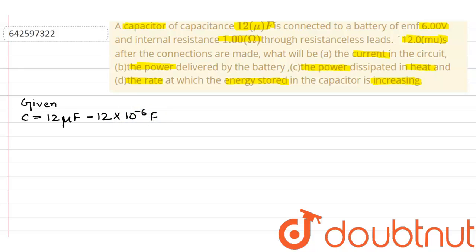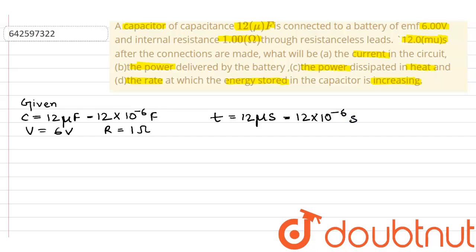Then we have the voltage of the battery, the EMF, which can be denoted by V, which is 6 volts. The internal resistance is given to be 1 ohm. So the value of R is going to be 1 ohm. And finally we have been given the time, which is small t, as 12 mu seconds, which can be denoted by 12 into 10 raised to power minus 6 seconds.